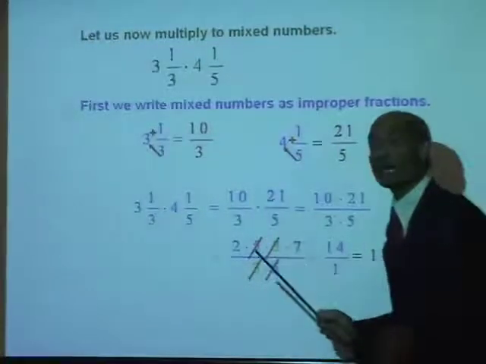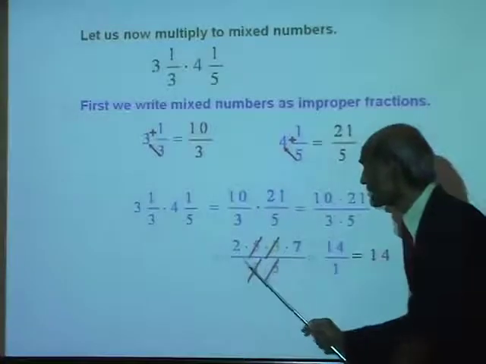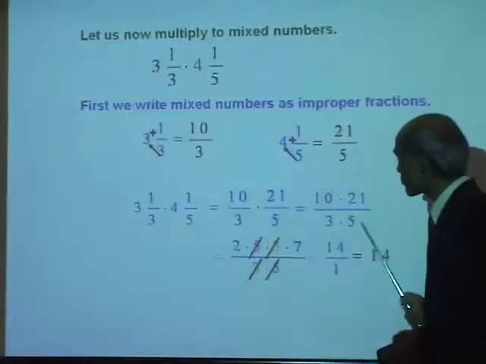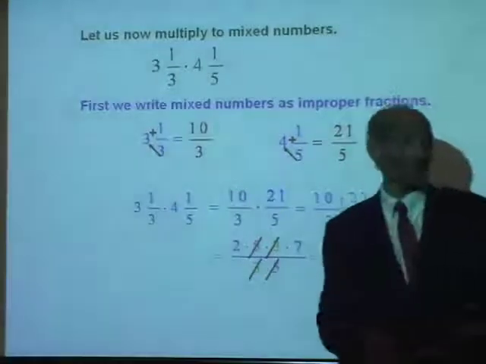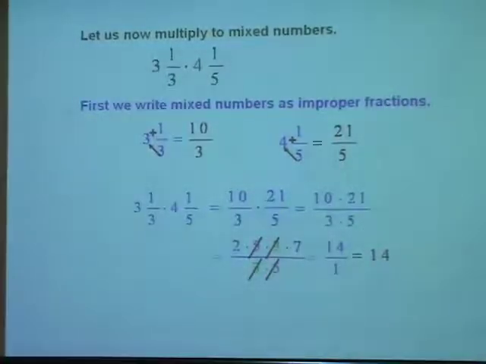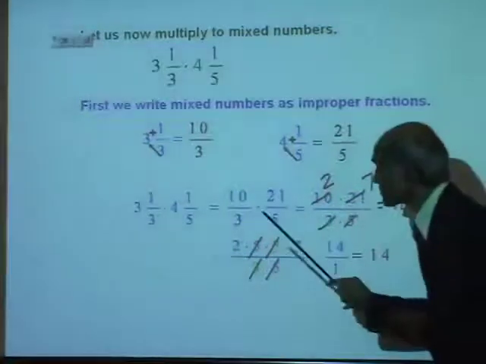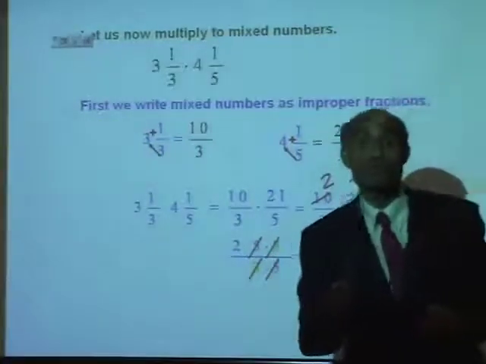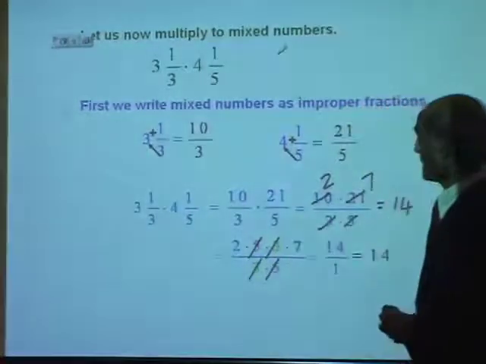Now here again, as I told you, if you don't want to factor but want to simplify right here, if you know how to do that without making a mistake, do it like this. 3 goes in 21 7 times, and 5 goes in 10 2 times. The answer is 2 times 7 equal to 14. Okay? Alright, you can choose either of these, but don't make a mistake. That's the important thing. Let's go on.